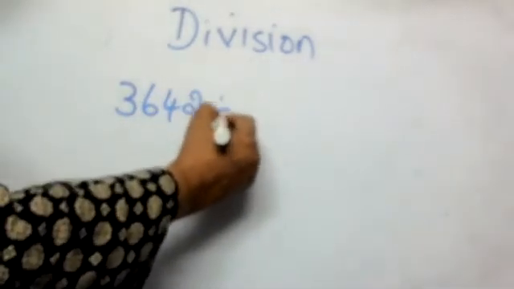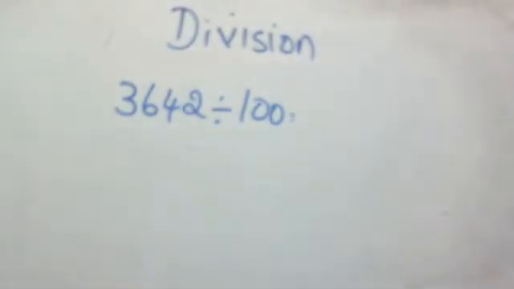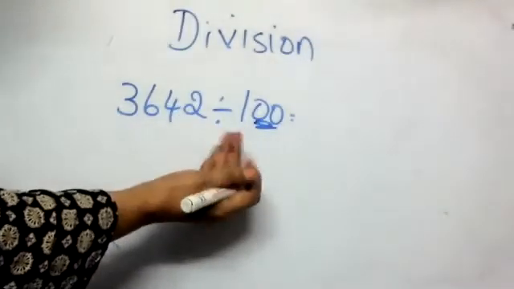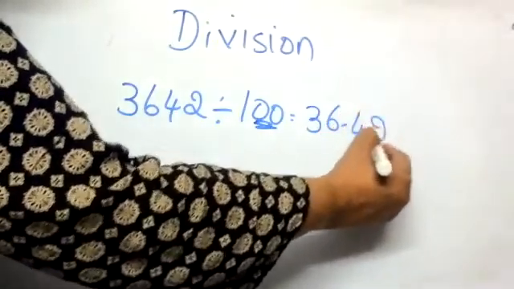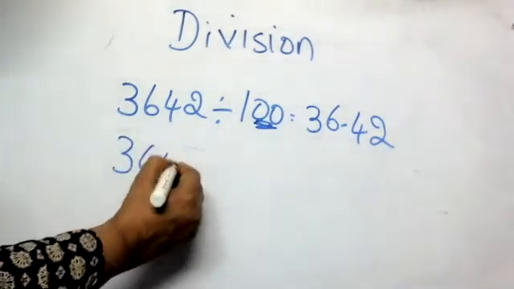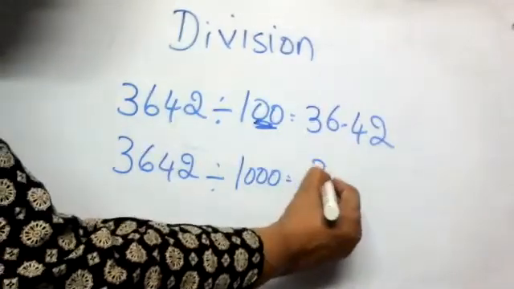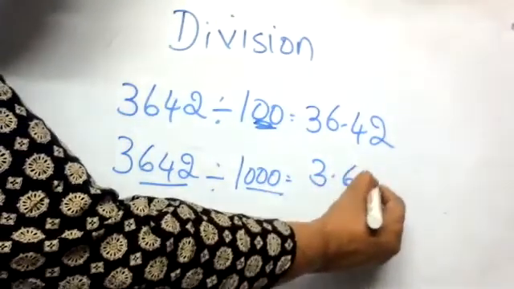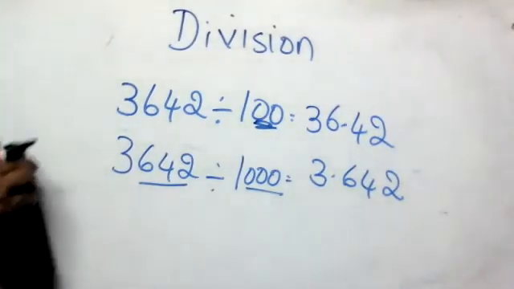3642 divided by 100. There are no zeros to cut. If the zeros are there, it's easy in division. But the decimal place will come after 2 places from the right side. So it is 36.42. Okay. If it is 3642 divided by 1000, it will be 3 point. Because 3 places are there, right side. 3642. From the right side, 3.642.